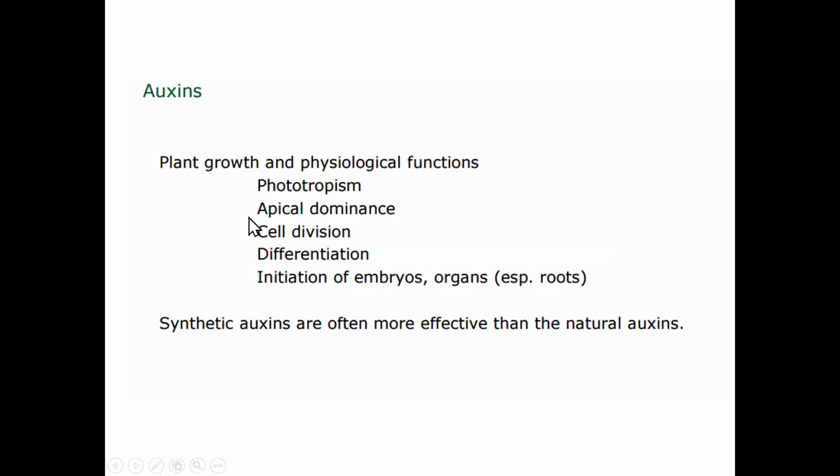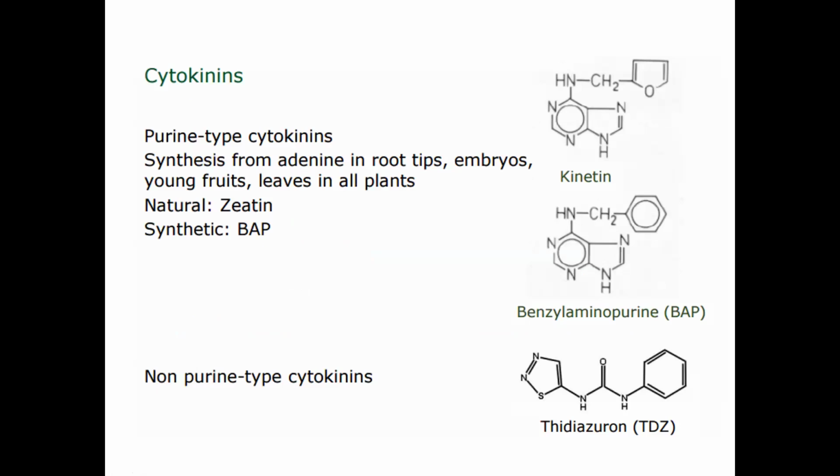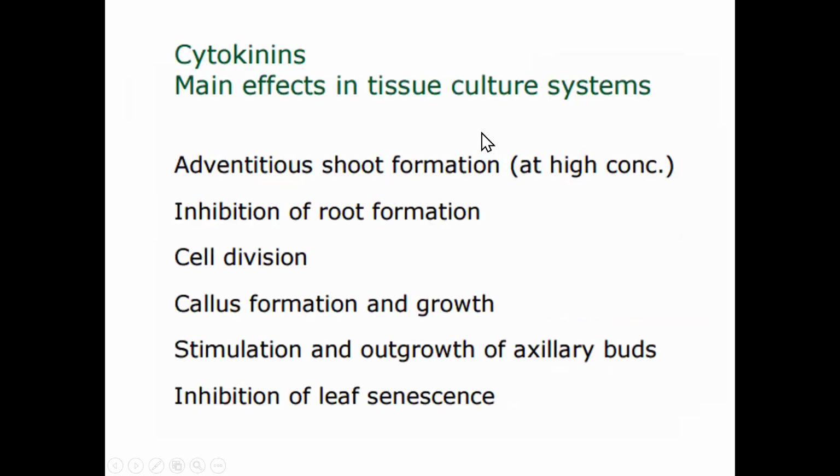Apical dominance, cell division, cell differentiation, initiation of embryos and organs. And synthetic auxins, commercially available, are often more effective than the natural auxin. Cytokinin, these are the structures of cytokinin, basically purine type compounds, and naturally they are zeatin or other compounds, but benzylaminopurine or thidiazuron all bind to a specific receptor and do the same job. So cytokinin also you can buy from the market.